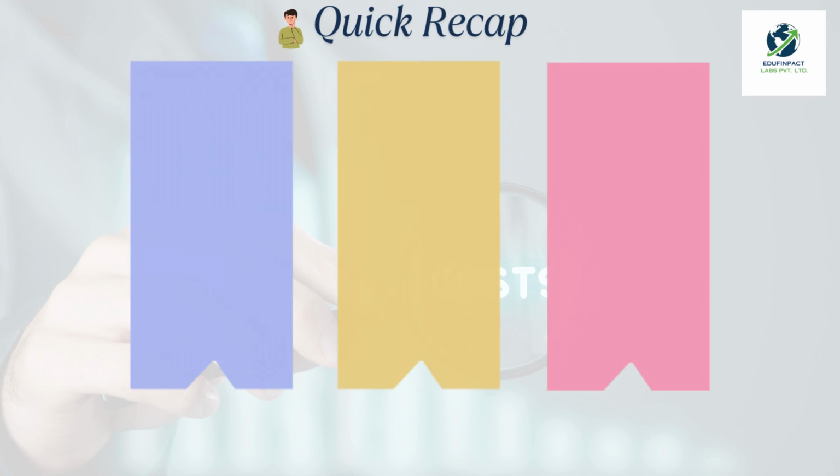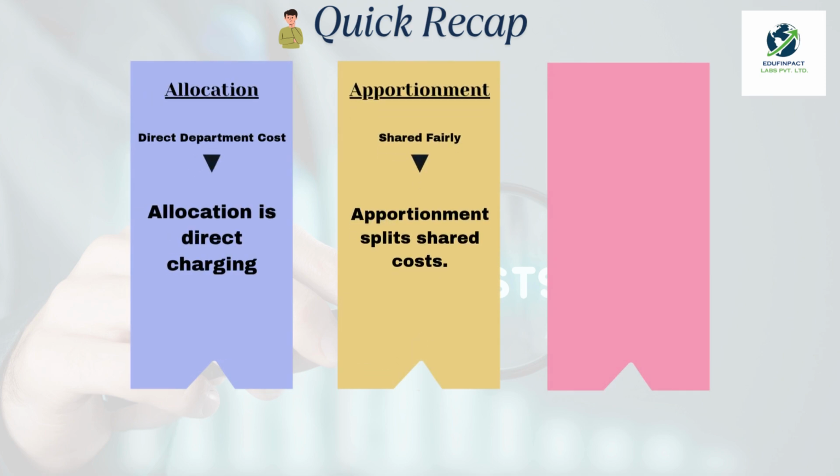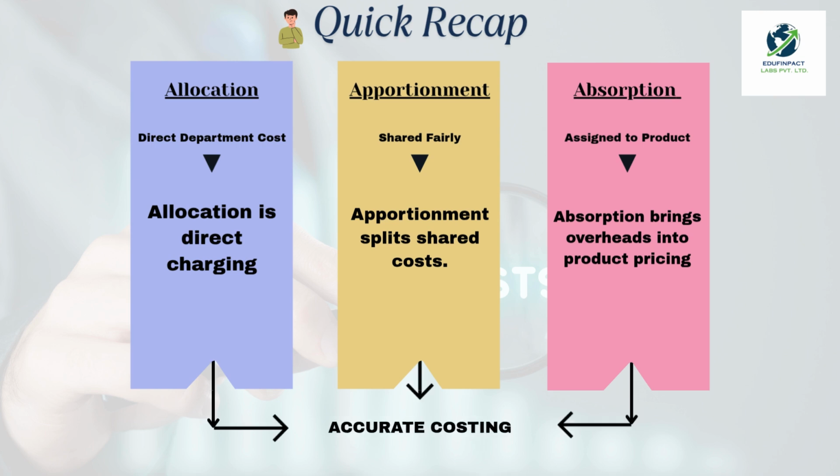So, here's a recap. Allocation is direct charging, apportionment splits shared cost, and absorption brings overheads into product pricing. Together, they ensure accurate costing and better decision making.